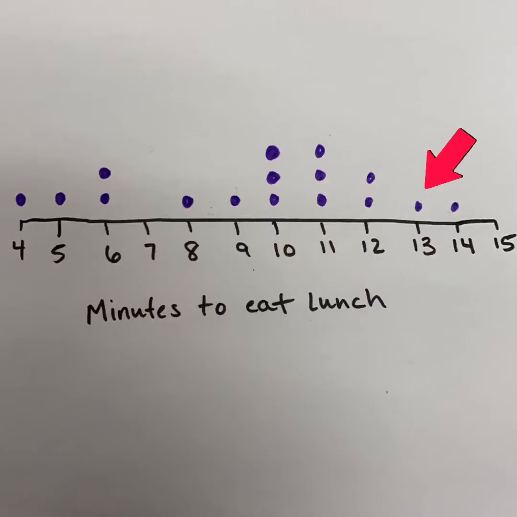To just go over one more example, the number of people who responded that said that it took them 13 minutes to eat lunch, since there is 1 dot, 1 person responded with this answer. So we know a little bit about what a dot plot looks like. Now I'm just going to give you a quick tutorial on how we can create one. It's pretty simple, you just have to follow a few simple steps.